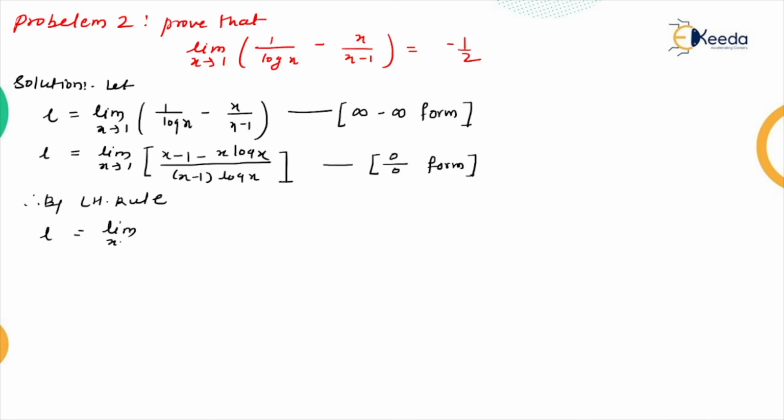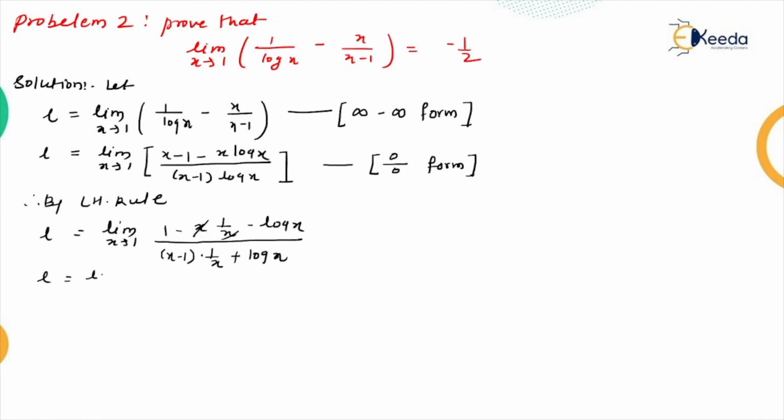Limit as x tends to 1. Take the derivative of the numerator: the derivative of x is 1, the derivative of minus 1 is 0, and the derivative of x log x, being a product, is 1 upon x times x plus log x, so it becomes minus log x. In the denominator, x minus 1 as it is into the derivative of log x, which is 1 by x, plus log x as it is. Now x and x get cancelled, and the remaining terms you will have to write here.